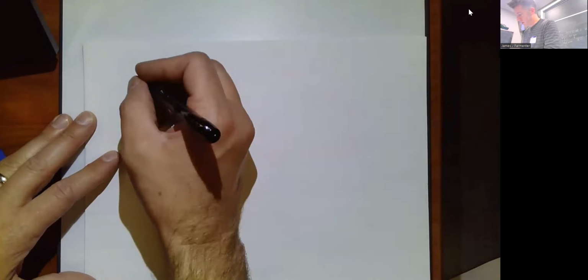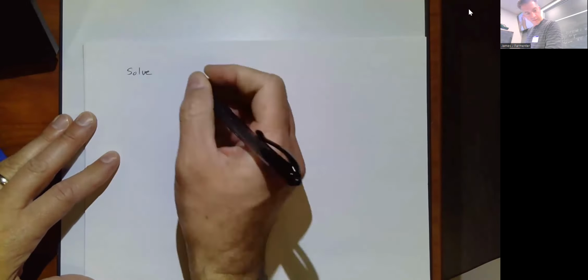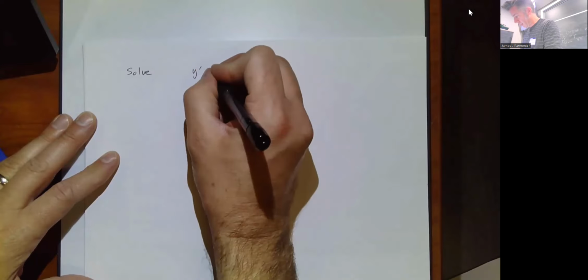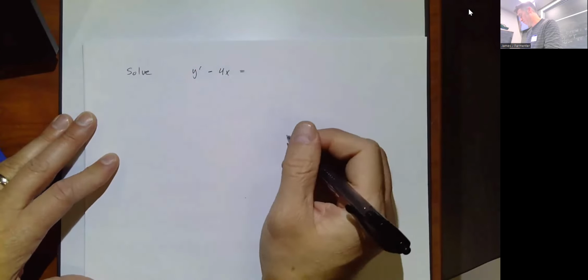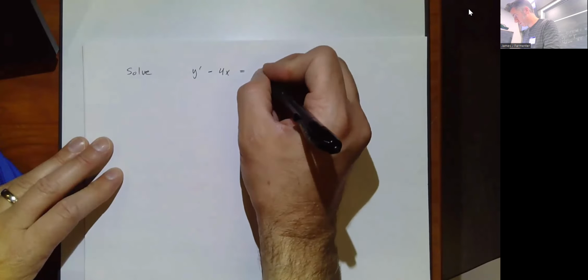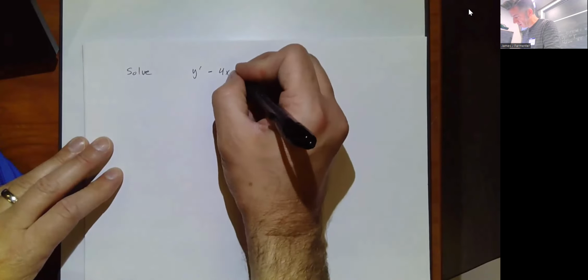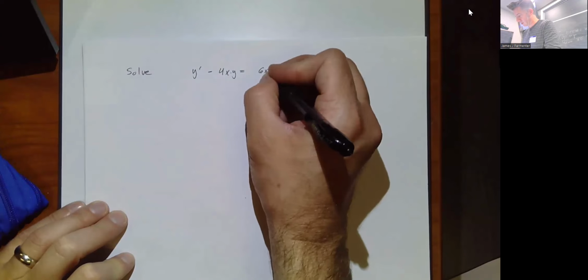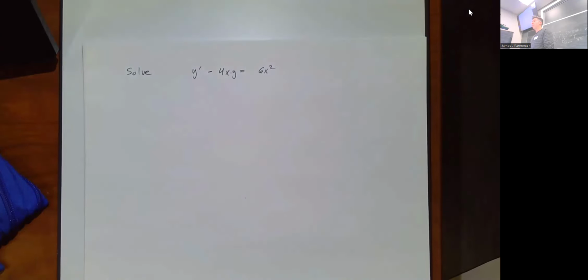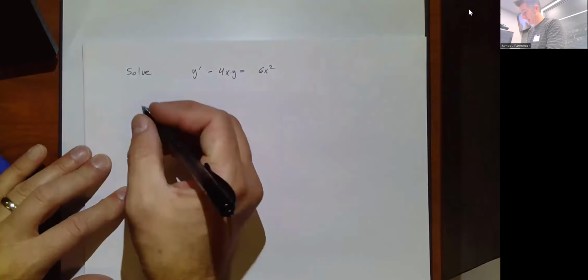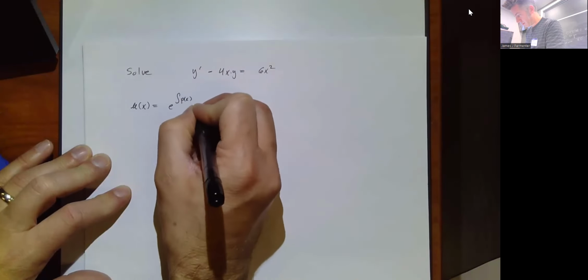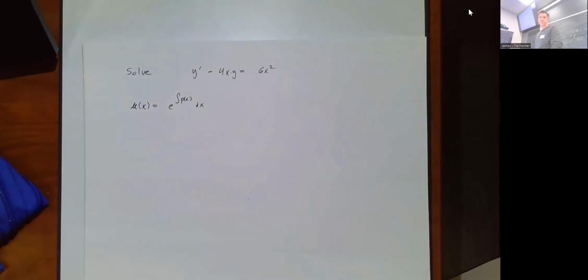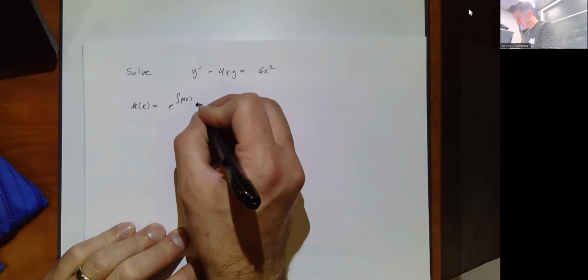Sure, we'll do that. So I'll give you guys a slightly easier one to work on. So let's try solving this. Solve y prime minus 4xy equal to 6. Is that going to be terrible? Well, let's make it a 6x squared. Let's see how interesting that's going to be. So I want everybody to start off by finding the integrating factor.